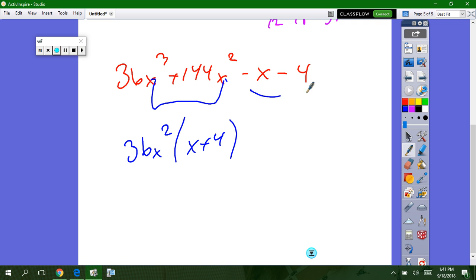What do these guys have in common? We could factor by grouping. If you can factor by grouping, why would you ever guess? You know what I mean? Look for those. See if you can factor by grouping. And this one did, didn't it?